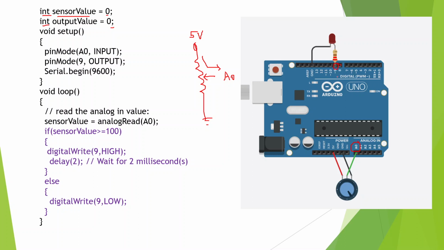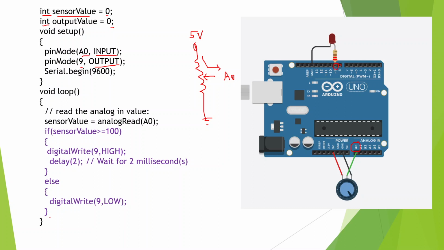We have to configure these two pins in setup by using the pinMode function. The first is pinMode, A0 is your pin, and we configure this as an input. And pinMode pin number 9 we configure as an output. Serial.begin, if you are communicating with a serial window, then we have to use this Serial.begin function with the baud rate 9600.